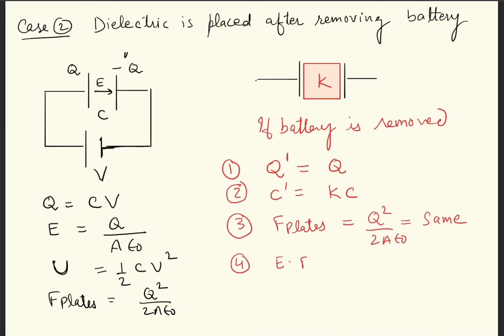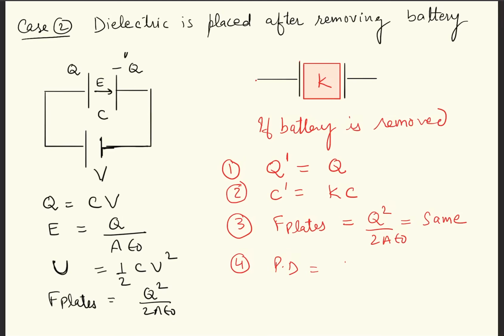What about the electric field between plates? The electric field can be calculated from the potential difference. It is always better to calculate the electric field with the help of the potential difference. Potential difference V is equal to Q by C, so this is Q dash by C dash. This decreases by a factor k, V by k. And if the potential difference decreases by a factor k and the distance between plates remains the same, then the new electric field E dash will also decrease by a factor k. So these are the parameters and how they change.